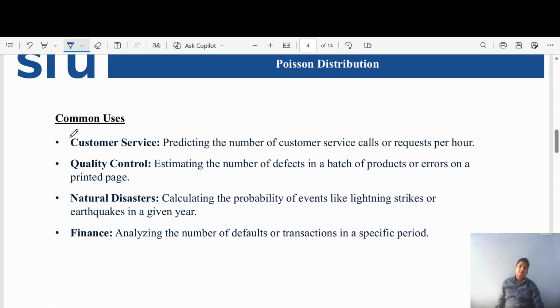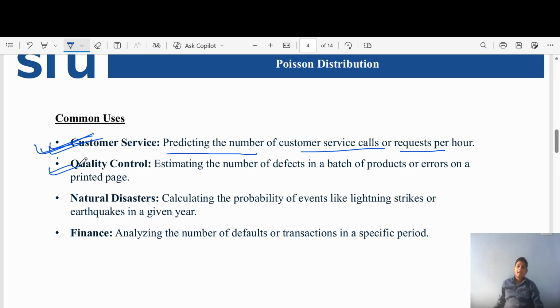Now the common uses. First is customer service: predicting the number of customer service calls or customer requests per hour. Per hour, how many customers are arriving at a particular restaurant, how many calls are received by a company, and how many phone calls are received by the manager. So these customer service applications also use the Poisson distribution.